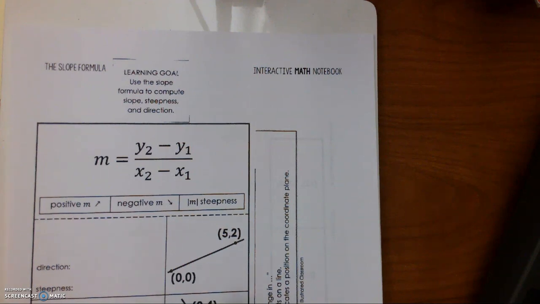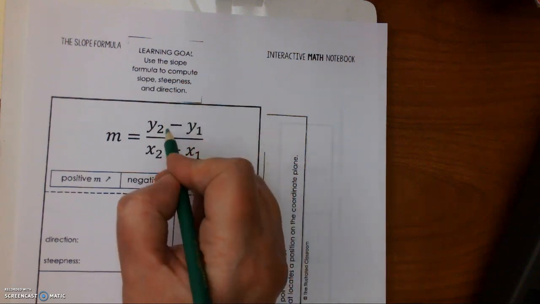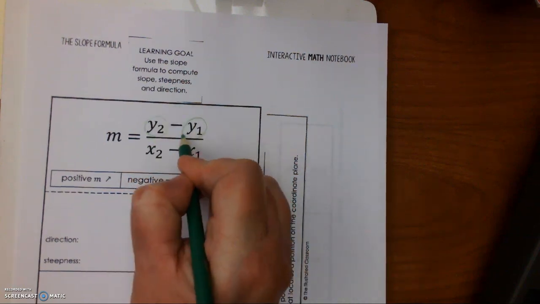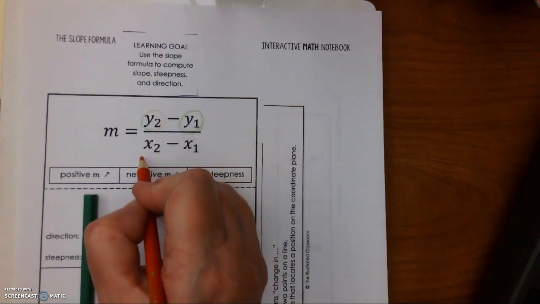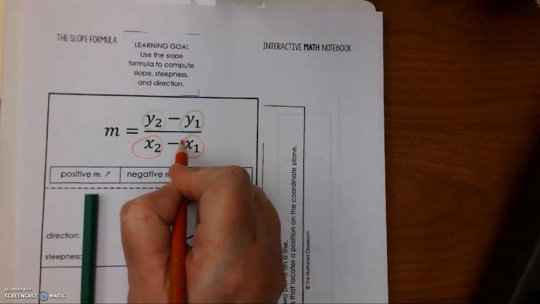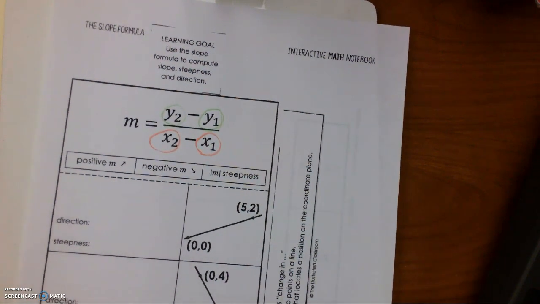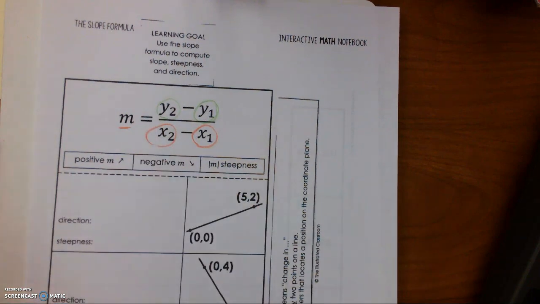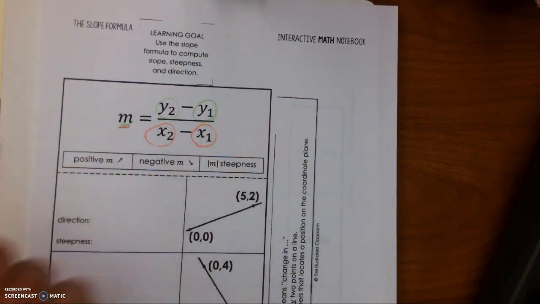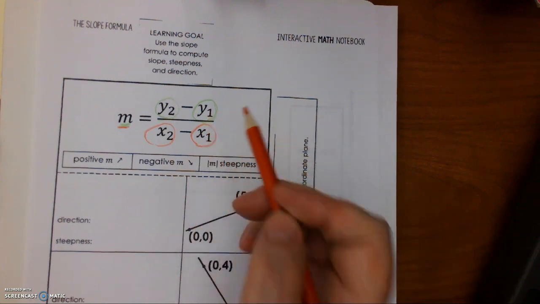Now, the slope formula itself, let's go over it first, is y2 minus y1. So the y's, I'm going to make green. Okay, and then the x's, I'm going to make red. So it's a little bit like the holidays. Okay, so again, M stands for slope. And this is the formula to calculate slope from 2 points.